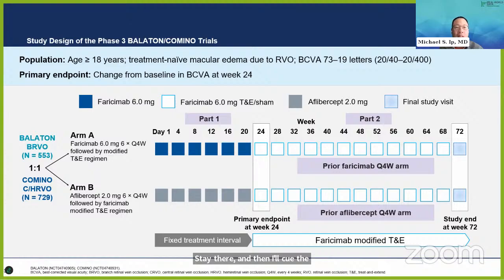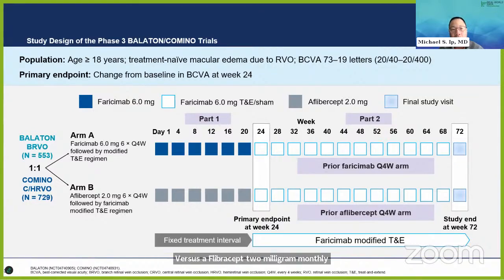So, as my title slide suggested, I am going to present some real-world cases. But first, I think it's worthwhile to review the registration trials for faricimab for retinal vein occlusion. So there were 2, Balaton for branch retinal vein occlusion and Camino for central and hemiretinal vein occlusion. And within each one, there was a 1-to-1 allocation ratio between eyes receiving faricimab 6 milligrams every month times 6 versus aflibercept 2 milligram monthly times 6.